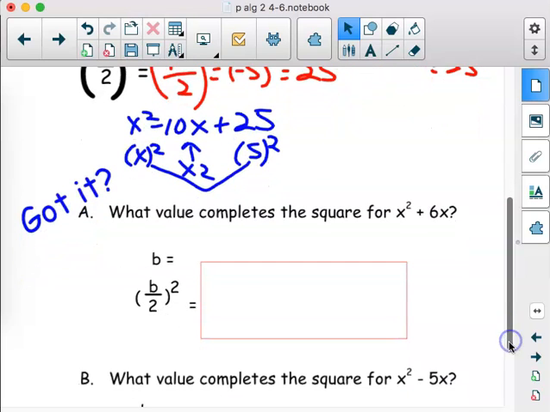So let's try this one. X squared plus 6x. Somebody unmute, please, and tell me what b is. Oh, I hate it when I do that. I just gave you the answer. Don't tell me what 6 is. All right, so why don't you go ahead and do b over 2 squared, and let's see if we all get the same thing.